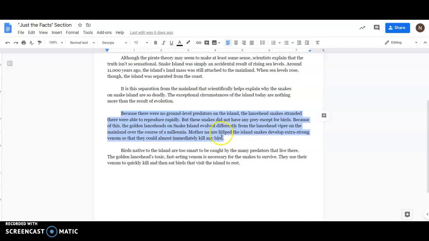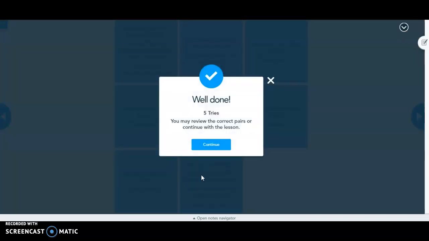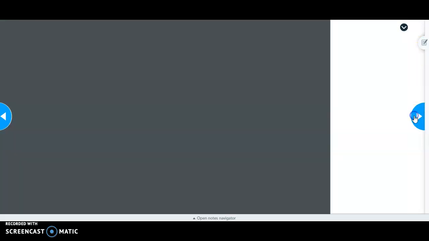So there is your objective summary for paragraph 3, and we just have this statement and this statement left, okay? So that's what you should have done on this specific slide, and then you get your well done ticket and you can continue with the lesson, okay?